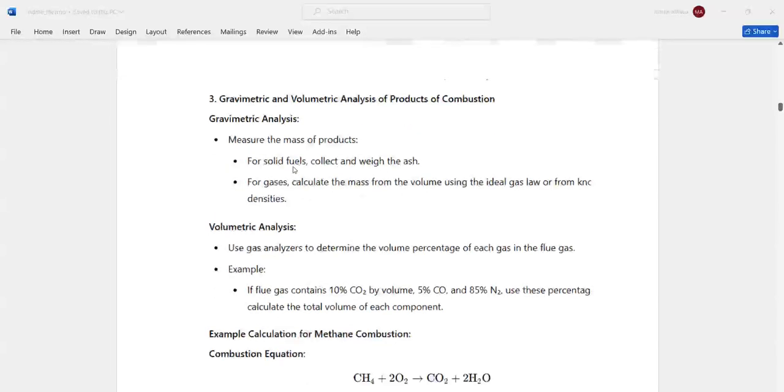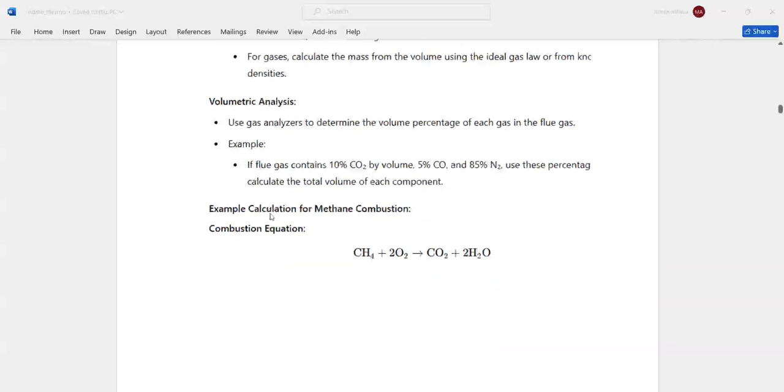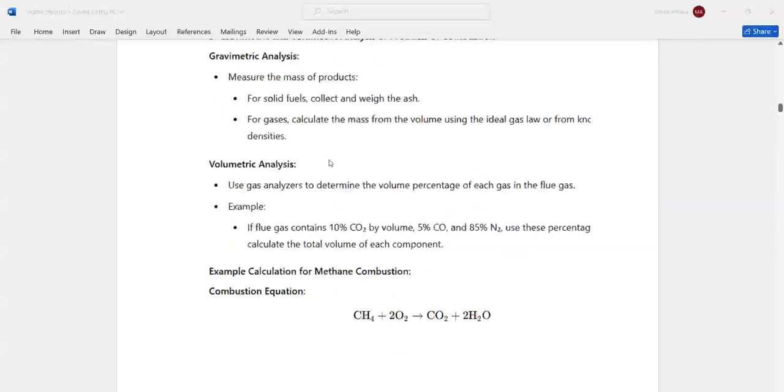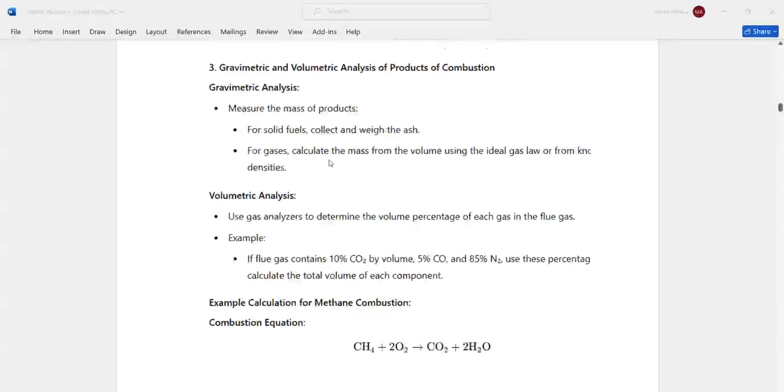Now, what about the gravimetric and volumetric analysis of the products of combustion? We said you have to measure the mass of the products. For solid fuels, you can collect and weigh the ash. For gases, you can calculate the mass from the volume using the ideal gas law, or from known densities, and then you'll be able to calculate the gravimetric proportions of the products of combustion.